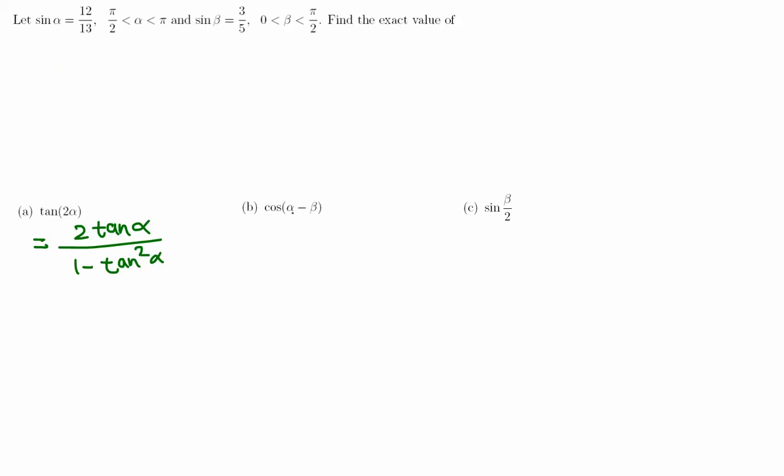In the same way, cosine of alpha minus beta, if we look at the formula list, is cosine alpha cosine beta plus sine alpha sine beta. So we need to know cosine alpha, cosine beta, sine alpha, and sine beta. So we will be using the triangles, and same thing here. Let's draw the corresponding right triangles.